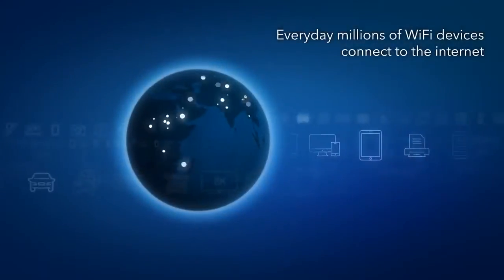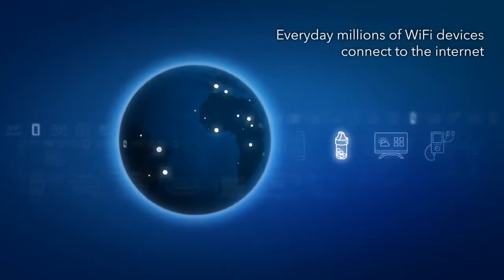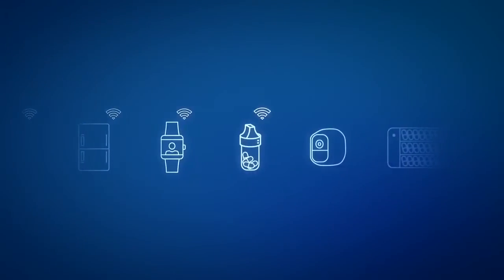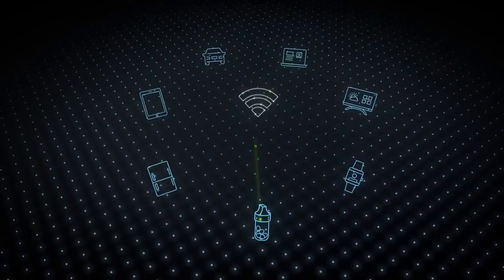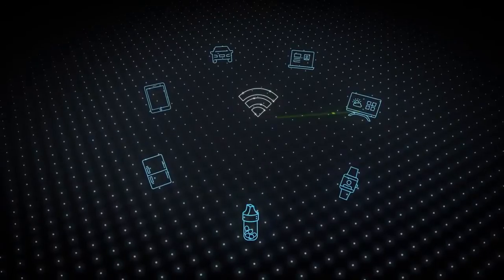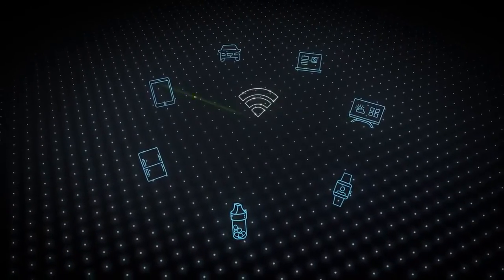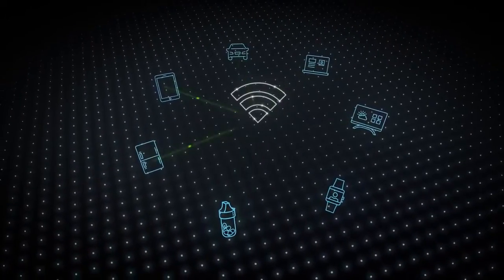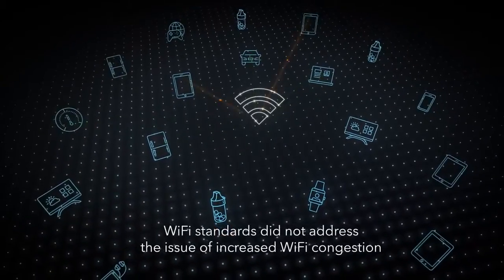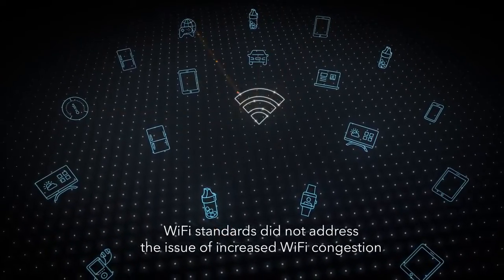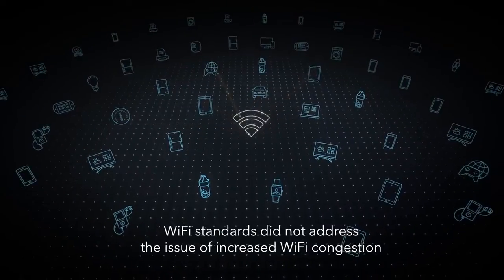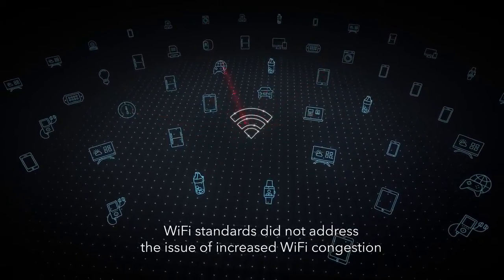Every day, millions of Wi-Fi devices connect to the internet in homes around the world, and each day, millions more are added. Although each new Wi-Fi standard, such as N and AC, now known as Wi-Fi 4 and Wi-Fi 5, delivered greater and greater speeds, these Wi-Fi standards did not address the issue of increased Wi-Fi congestion, and Wi-Fi capacity needed to handle the extreme number of devices being connected.